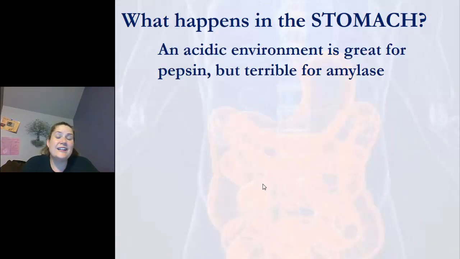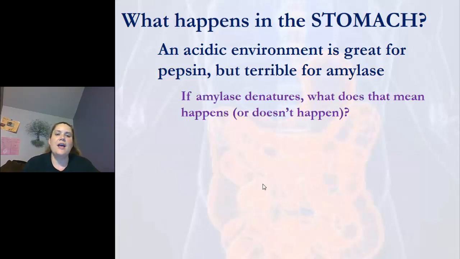Okay, so an acidic environment is fantastic for pepsin. That's exactly what pepsin needs. But it's a terrible environment for amylase. And so if amylase denatures, what does that mean is going to happen or not happen? Okay, hopefully you figured out that what that means is that carbohydrate digestion is going to stop. The amylase is going to denature, and if it denatures in that acidic environment, then carbohydrate digestion is going to stop.